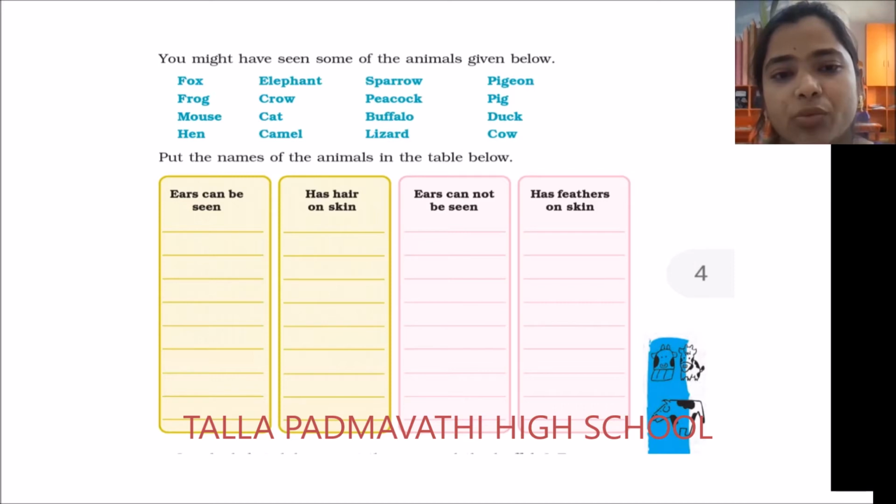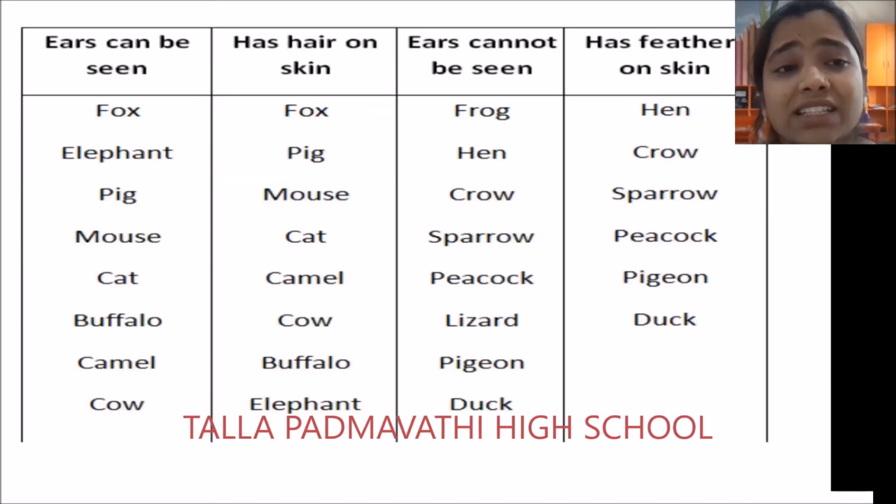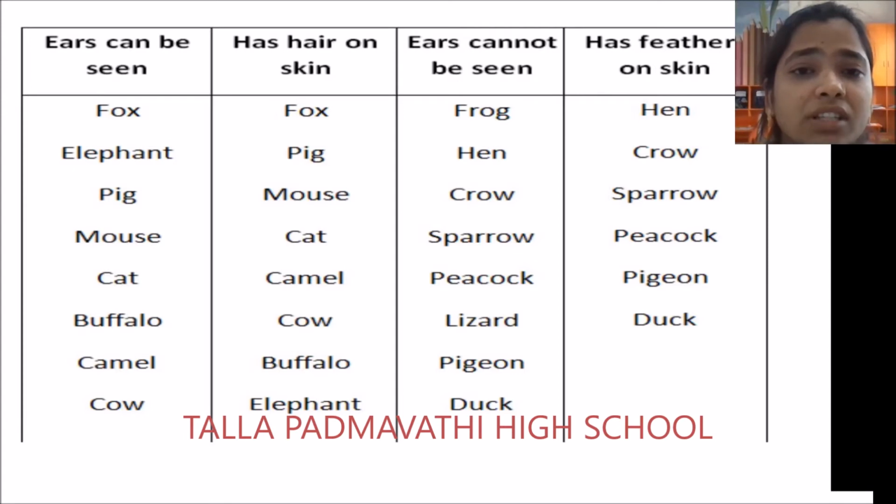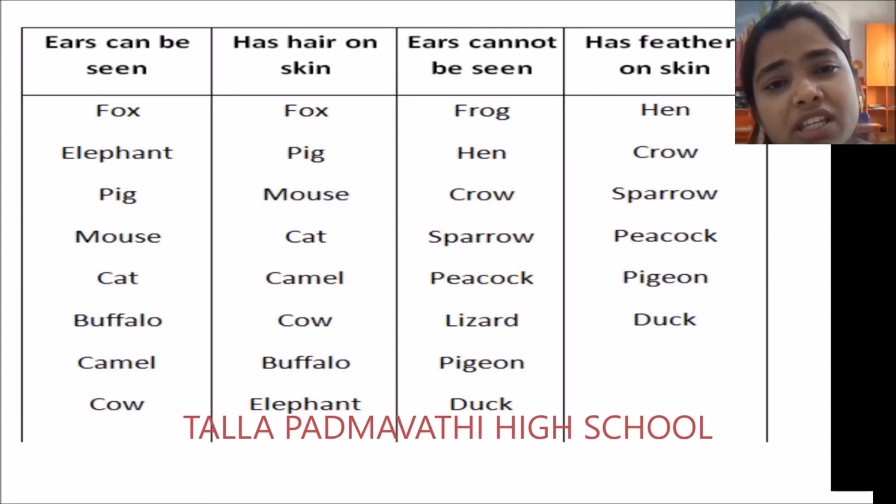Now let us check with the answers. Ears can be seen. So which animal ears can be seen? You need to differentiate now. Fox ears can be seen, elephant, pig, mouse, cat, buffalo, camel and cow. Next column is has hairs on skin. So you can see the hairs on fox even. You can see the hairs on pig, mouse, cat, camel, cow, buffalo and elephant.